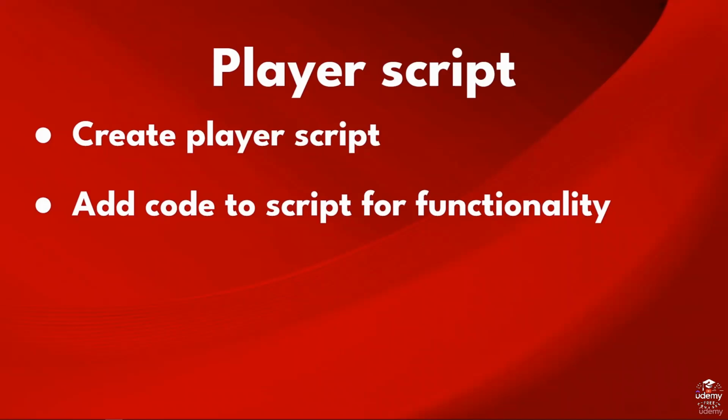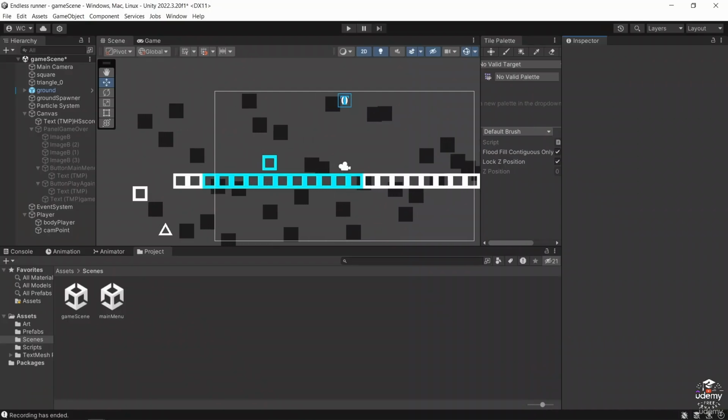All right, so in this section, we're going to create the player script. We're going to start off by creating the script itself. Then we're also going to add some code for the functionality. Let's go ahead and jump right in. All right, let's get started.